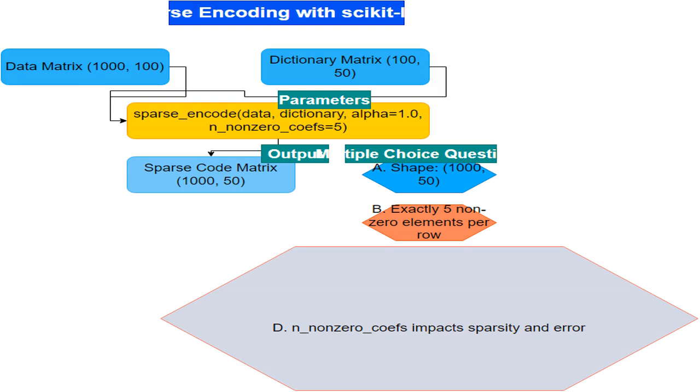This is also correct. Increasing n_nonzero_coefs lets me use more dictionary atoms for each reconstruction. This could reduce the reconstruction error, but it makes the representation less sparse.